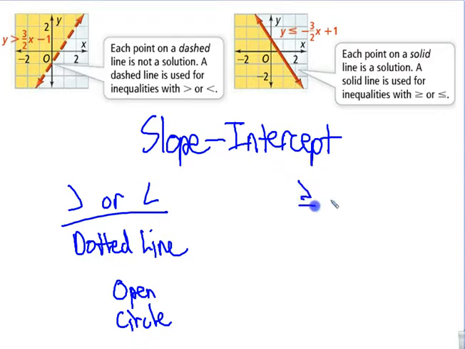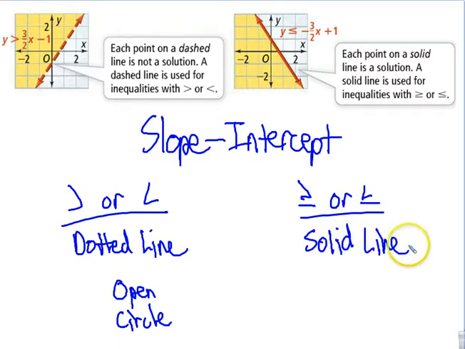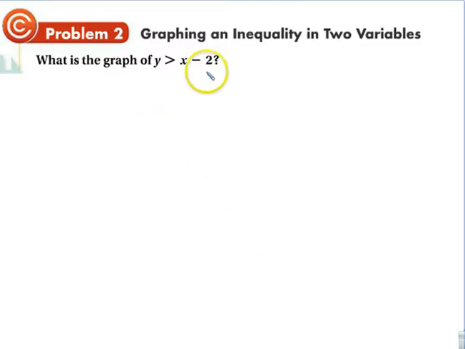If it's greater than or equal to, or less than or equal to, it's a solid line, which is very similar to a closed circle. See how they group together? Okay. So here, the points are solutions. All right, so let's look at how we graph this.